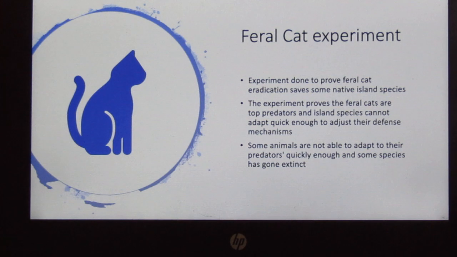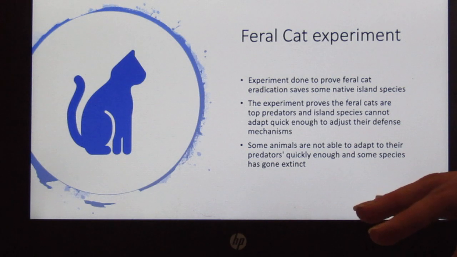The islands where this experiment was done have a disproportionate share of global terrestrial biodiversity because they're not like the rest of the world. And the current rate of cat eradications from islands is not having a significant impact on thousands of islands where invasive cats threaten native wildlife. The experiment was done to prove that feral cat eradication saves some native island species.